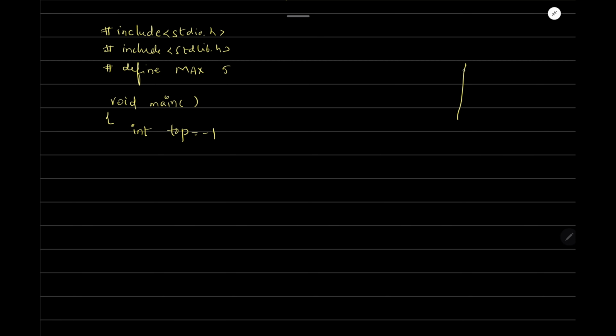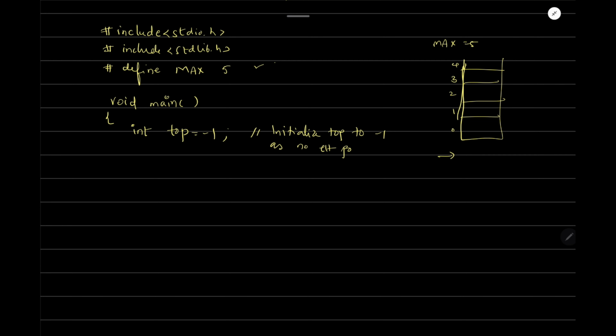So we know how the stack will be. As we said, the size is 5 with this statement, so it will have indexes like 0 1 2 3 4. So it will have a highest index of 4. So int top is equal to -1. Top equal to -1 means there is no element which was inserted. So initially we initialize top to -1 as no element is present in the stack.